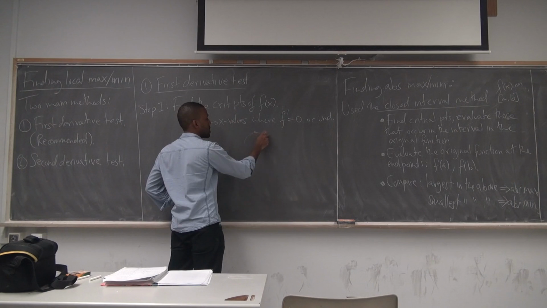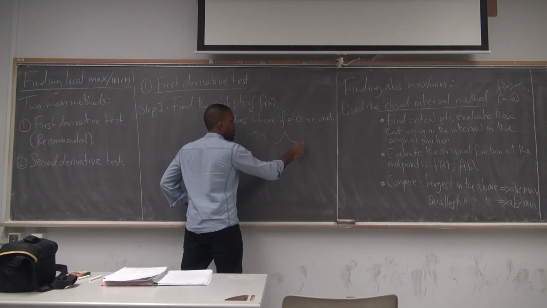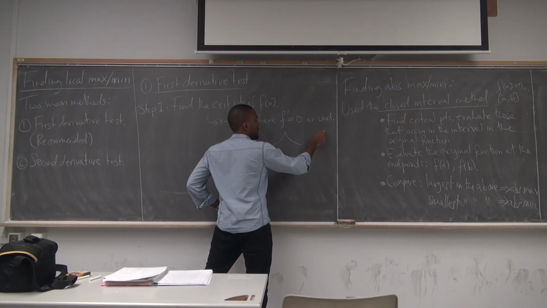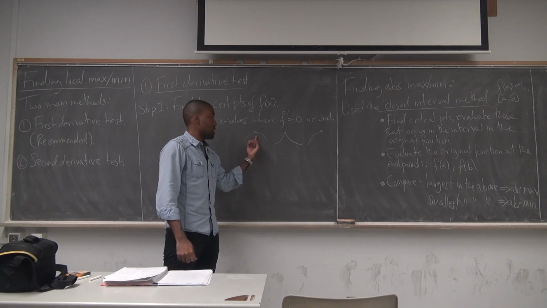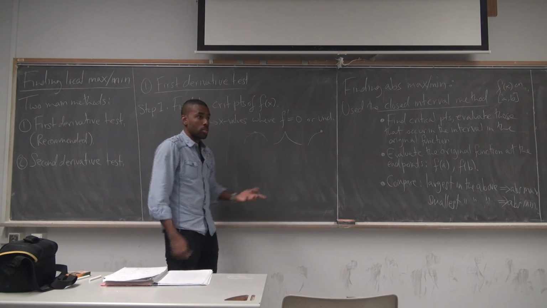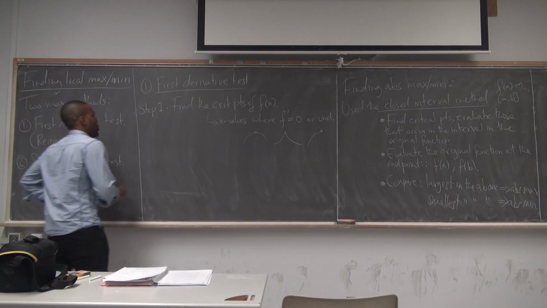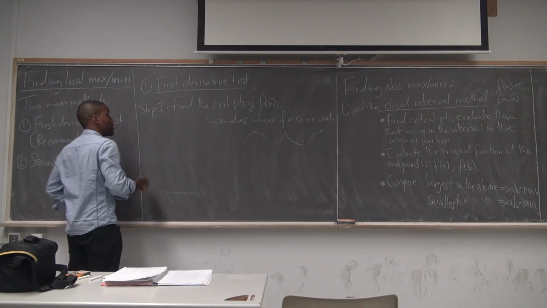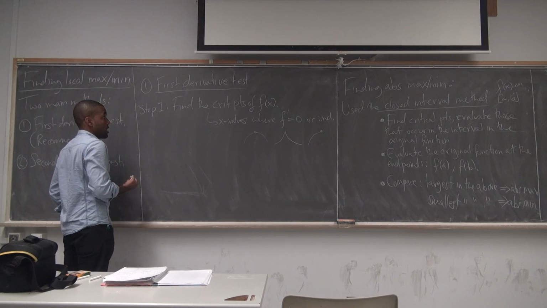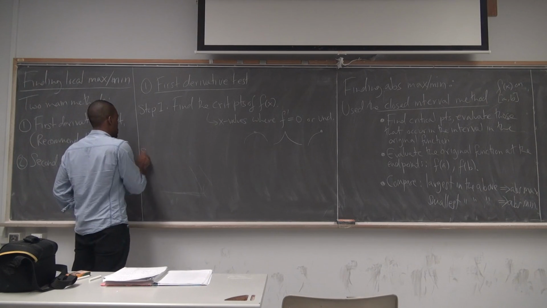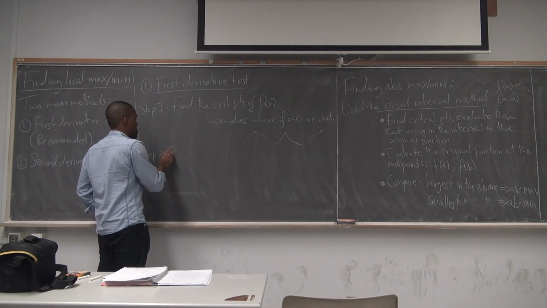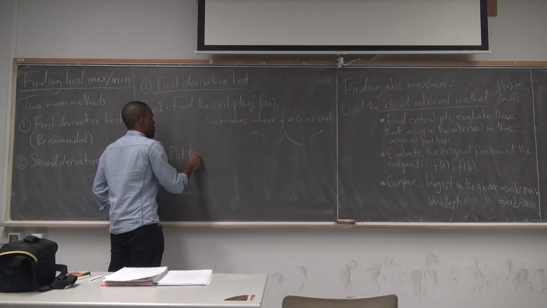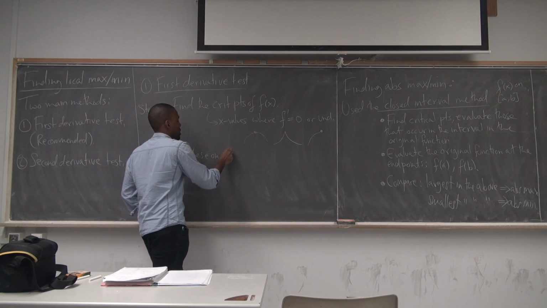Something like this with a horizontal tangent line, or something like a sharp corner, or something like that only has one side. In these two cases, the derivative doesn't exist. In this case, the derivative exists and is equal to zero. Similar. So we want to cover all those cases. So first we find the critical points, and then step two, plot these on a number line.